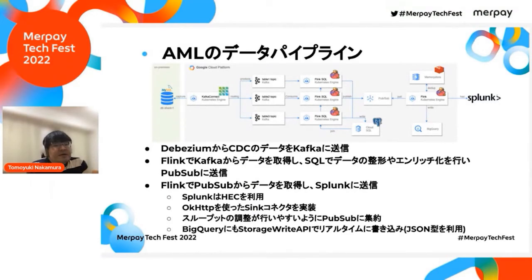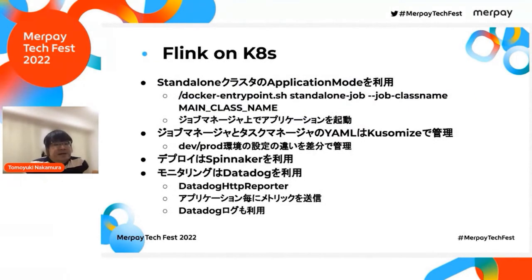I will now describe how the Flink application is built on Kubernetes. There are several ways to run Flink on Kubernetes, but Merpay uses application mode for the standalone cluster. As the command to start the job manager, we use the entry point shell included in the official image. These commands are used to run the application by starting it on the job manager. Kustomize is used to manage the YAML for the job manager and task manager and to manage differences in the dev and prod environment configuration.